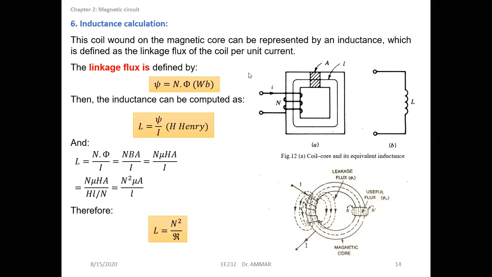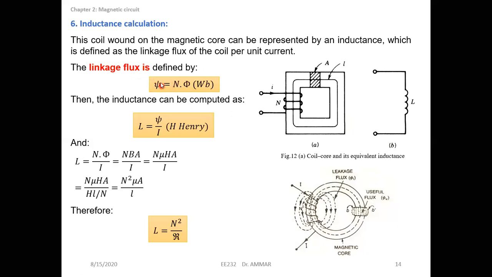Now let's see another thing, which is the inductance of the core. What is the inductance measured in? Henry. The coil on the magnetic core can be represented by an inductance, which is defined as the linkage flux of the core per unit current. What is the linkage flux? The linkage flux is the flux multiplied by the number of turns.